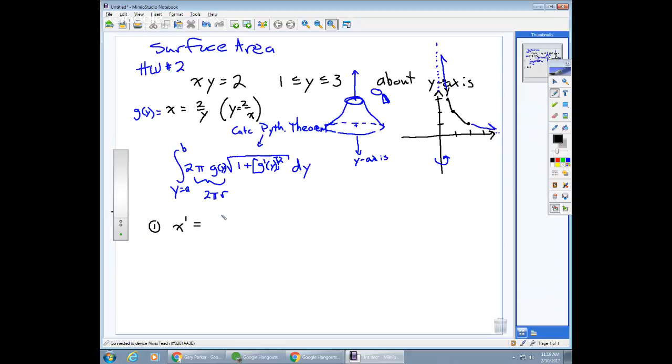And x prime is going to be the derivative of 2 over y. And I think I'm going to rewrite that. So instead of calling it 2 over y, let's erase that. I'm going to call it 2 times y to the negative 1. So I need the derivative with respect to y of 2y to the negative 1. What's that derivative?